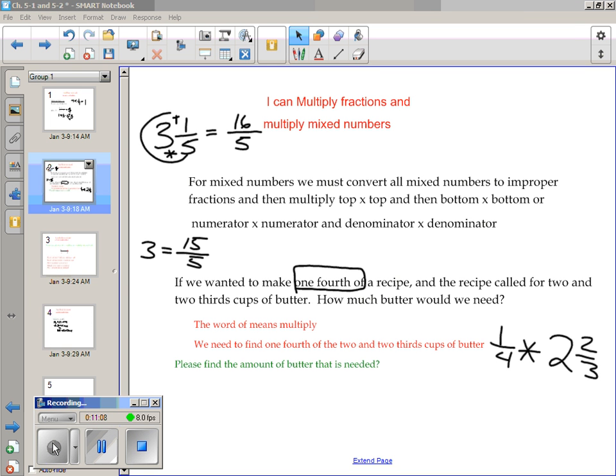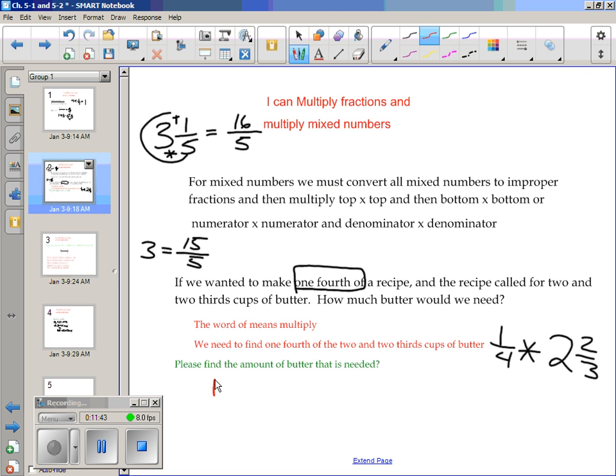All right, we're back. Now, step number 1. Did you follow the rules? For mixed numbers, did you convert the mixed number to an improper fraction? Okay, since you said you did, can you tell me 2 2/3 is equal to how many thirds? 2 2/3 is equal to what improper fraction? 8/3. Is 8/3 correct?